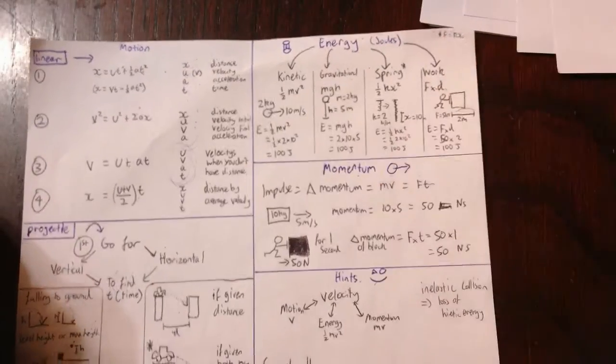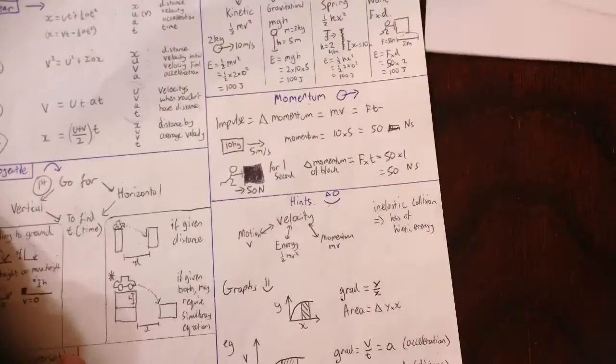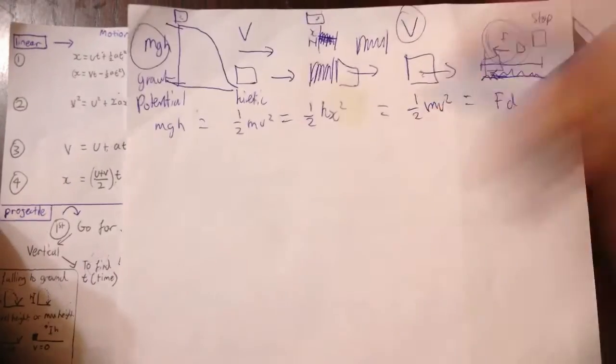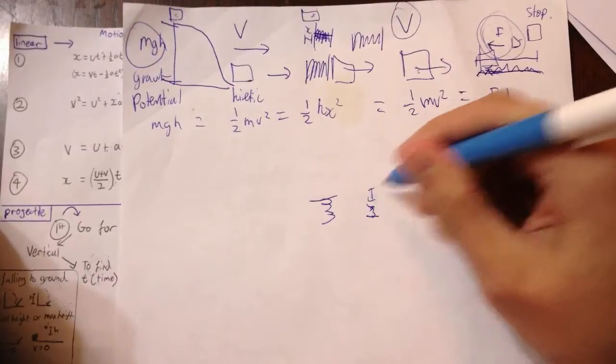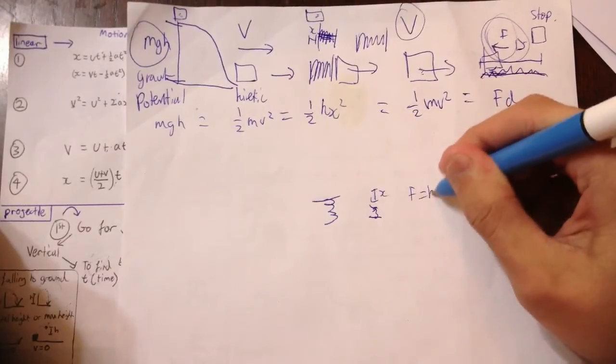I put force equals kx for a spring, and I'll show you an example of that. That's not very hard. We're just saying if we compress a spring by x, the force equals kx.